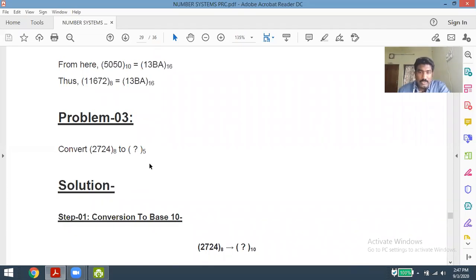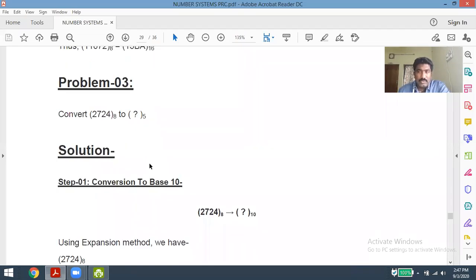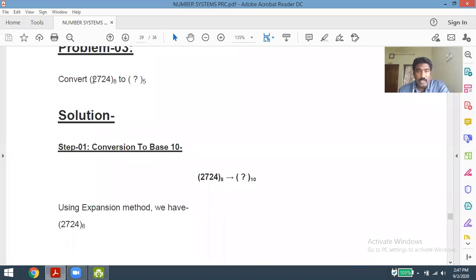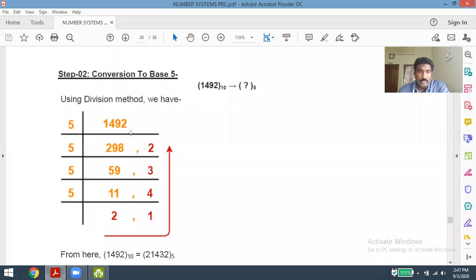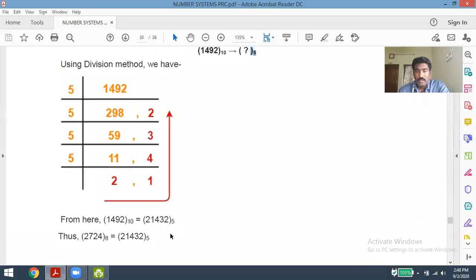Just look here. Very simple, same process, just like the other format. So what you want to do? Convert the given number into base 10. That is, use the expansion method and do the same technique. Use the value in the division process with the given required output base, that is base 5, and do the result. We'll get 25432 base 5.